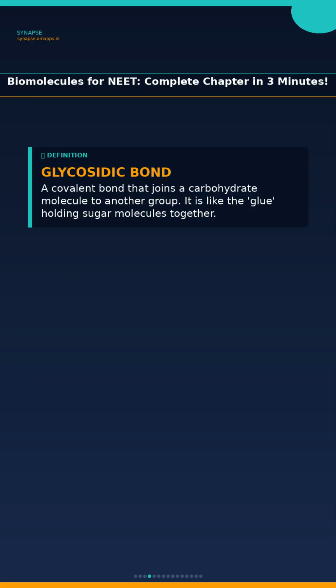Now, let's talk about the glycosidic bond. It's essentially a covalent bond that holds carbohydrate molecules together. Think of it as the glue that links simple sugars to form larger carbohydrates. This is essential for building complex carbs like starch and cellulose.